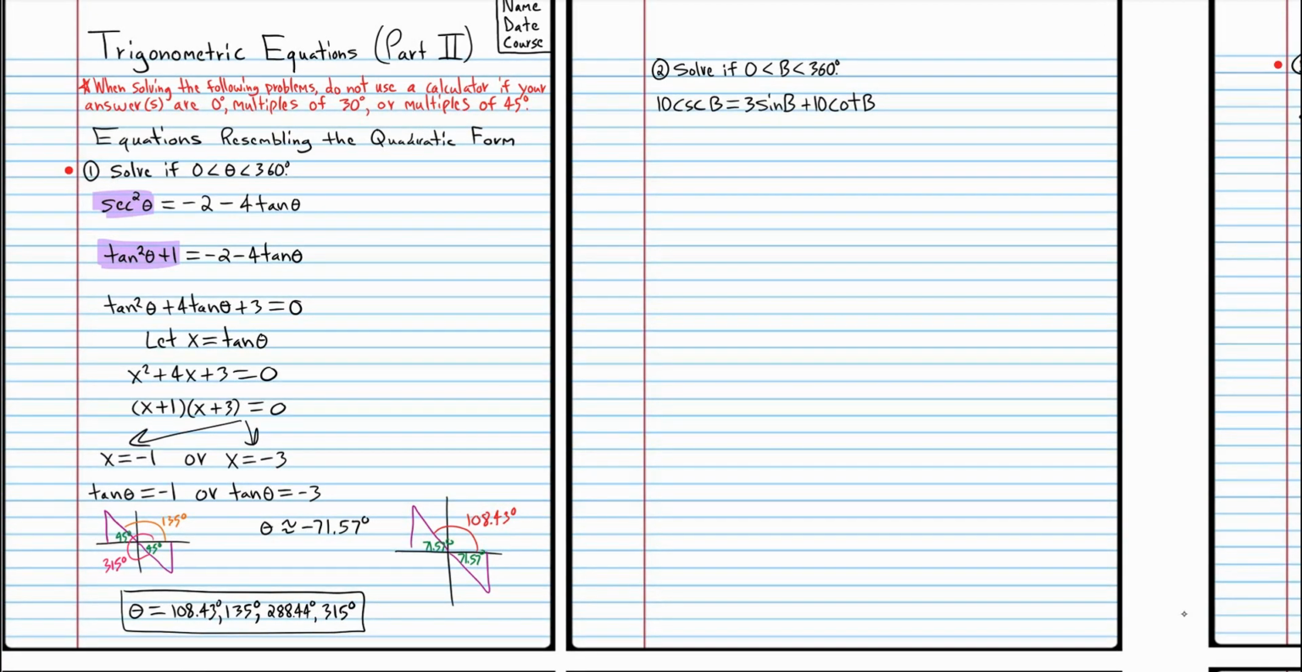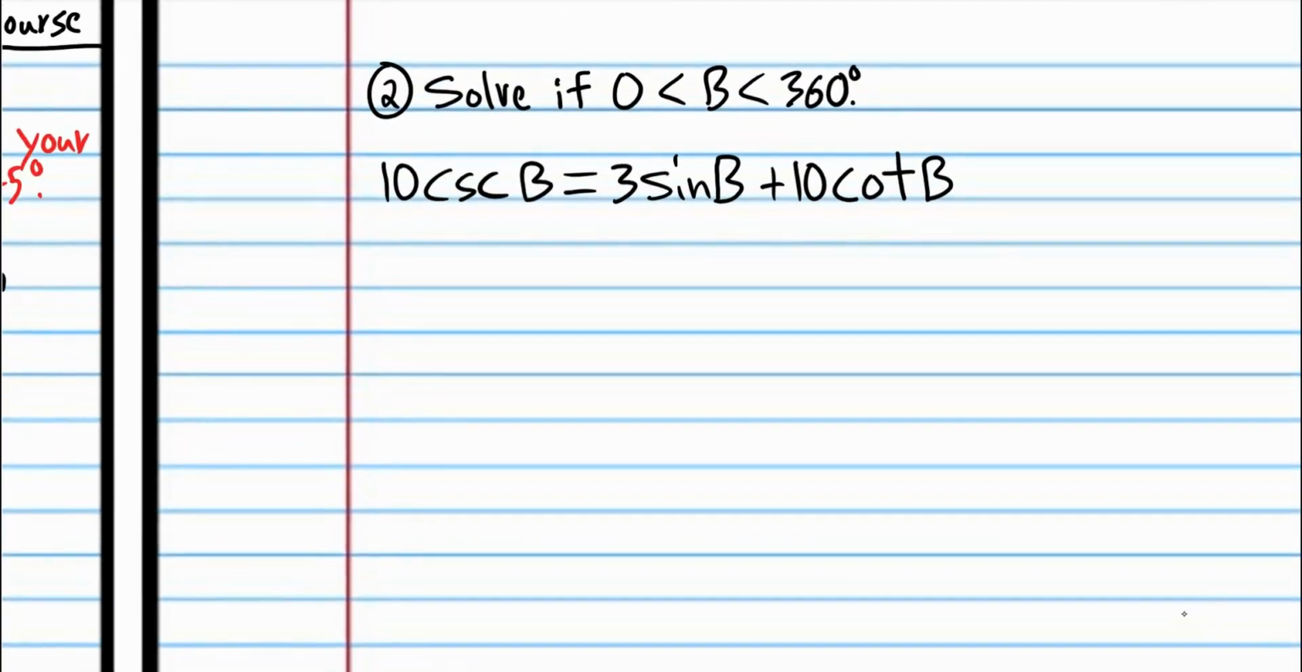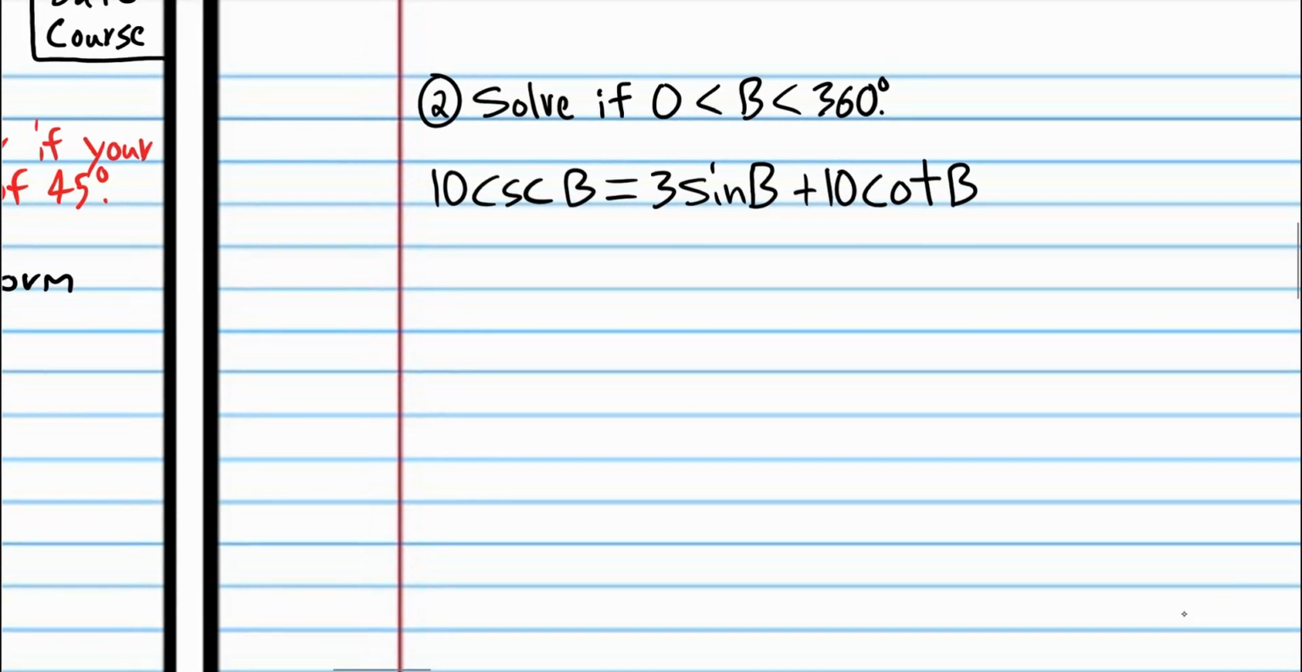Okay, let's try number 2. Let's try one more of these before you try one on your own. So we have a big problem because we have a cotangent function, a sine function, and a cosecant function, and how are we going to solve this? Well, we'll try to simplify the equation.